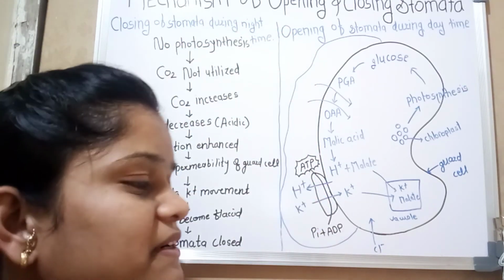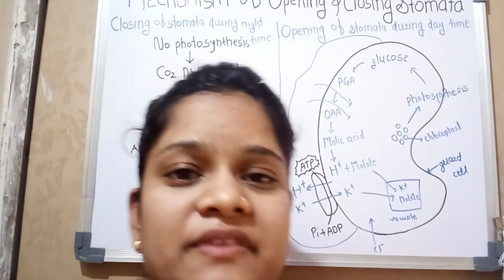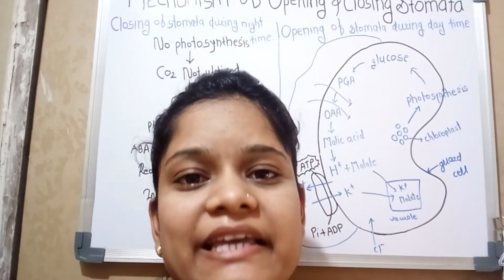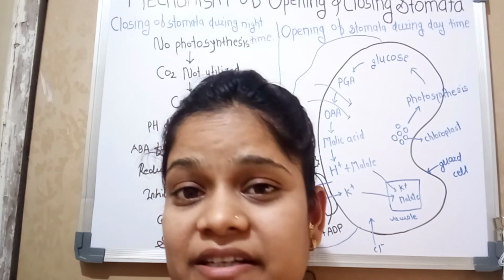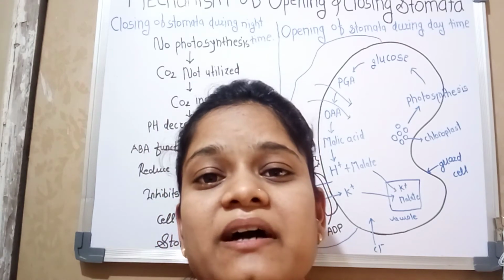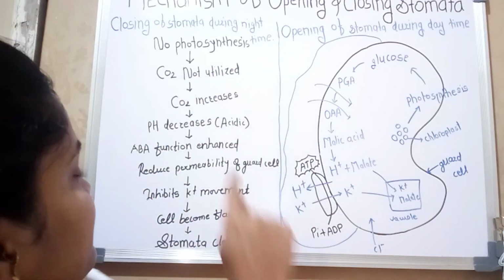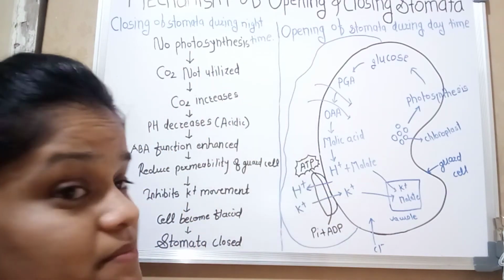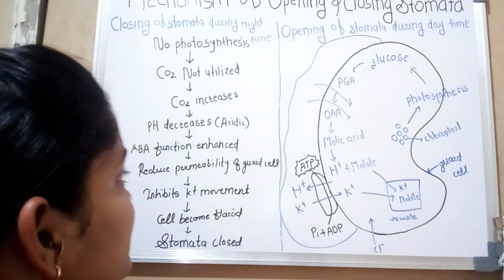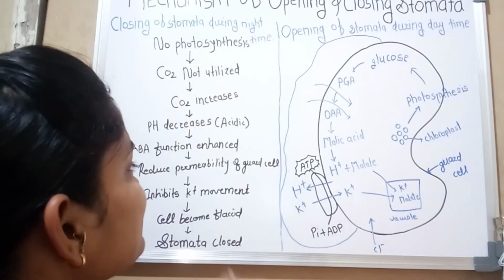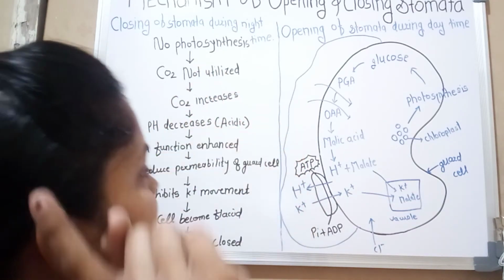So during night time, since no photosynthesis takes place, the carbon dioxide inside the stomata increases. So what is the result? The pH decreases. It means it becomes acidic. So the CO2 concentration increases and the pH decreases. It means it becomes acidic.